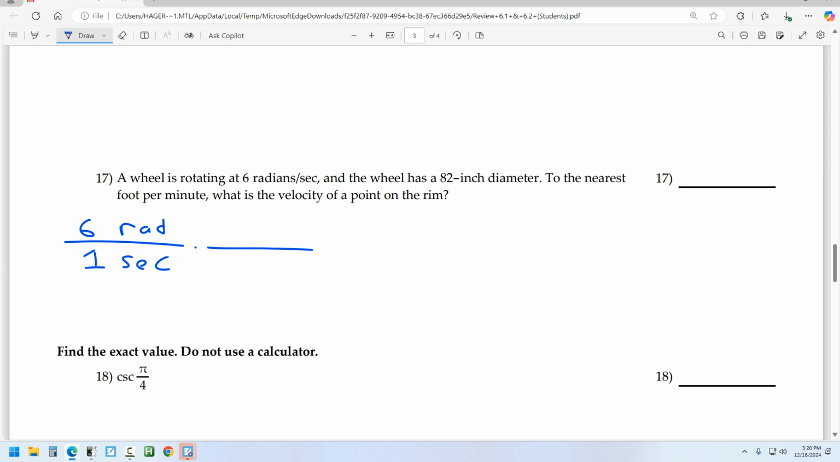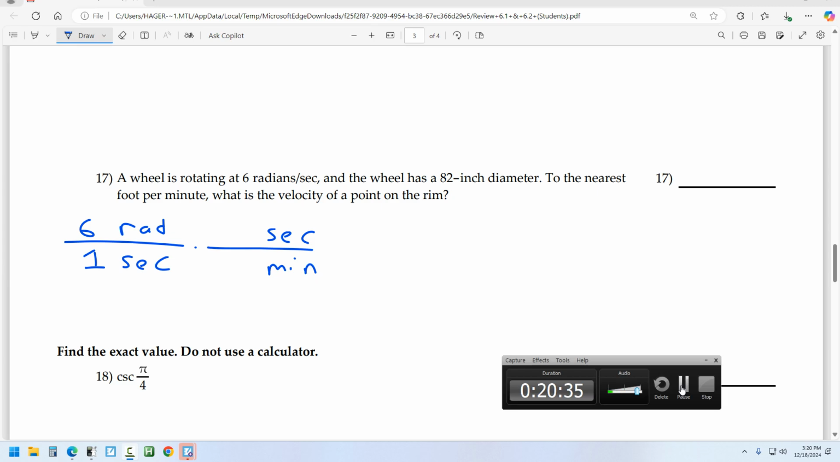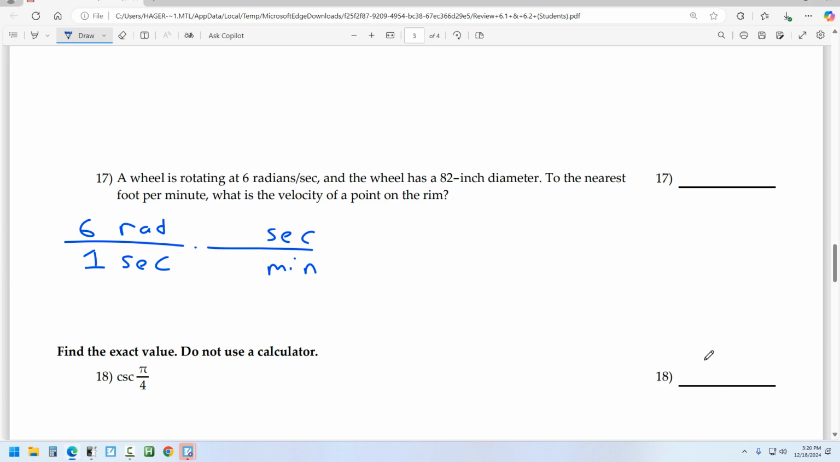How am I going to get rid of seconds? Convert to minutes. Where would seconds go in my fraction? The top. And what would go in the bottom? Minutes. And what's a fact that would connect seconds to minutes? There are 60 seconds in 1 minute. And now we have a speed in radians per minute, but we want feet per minute.